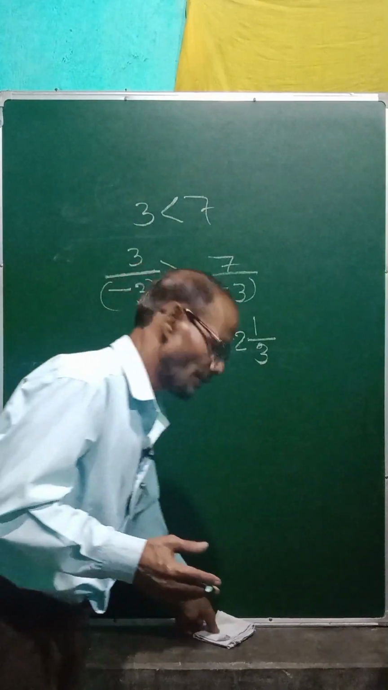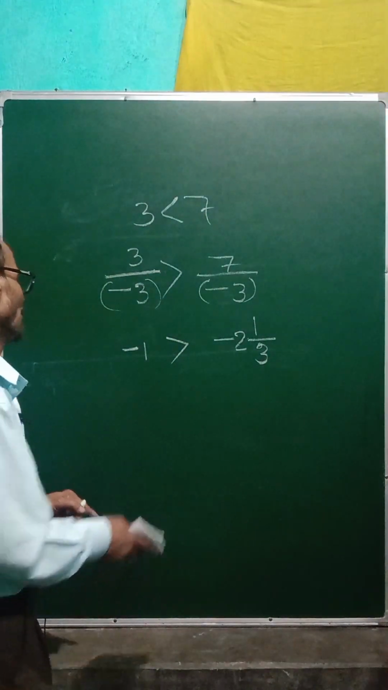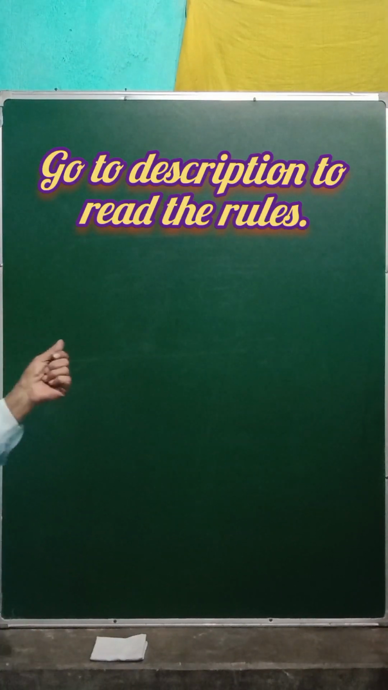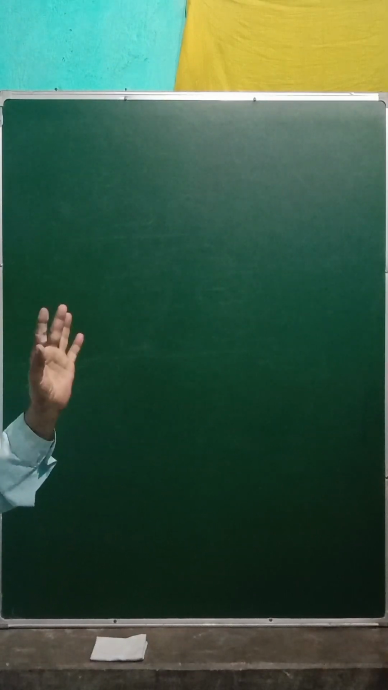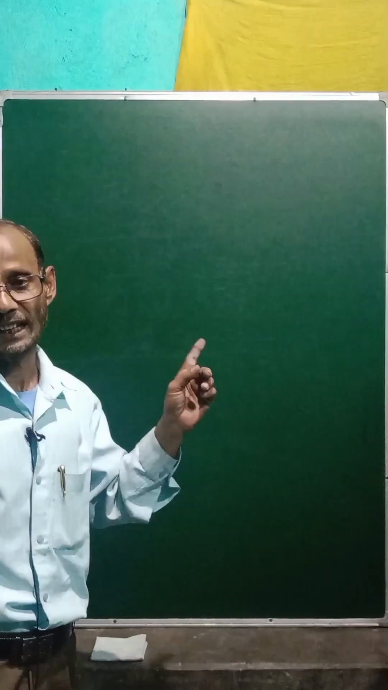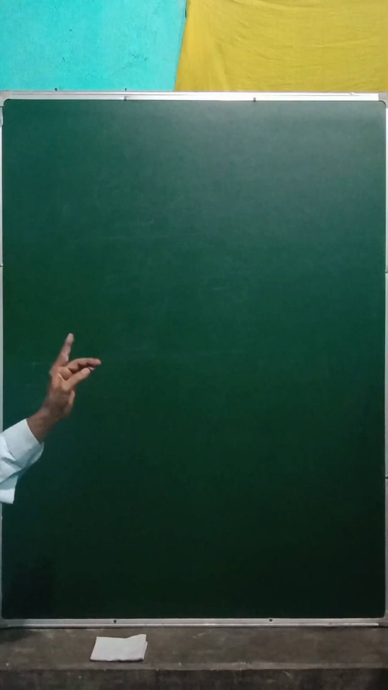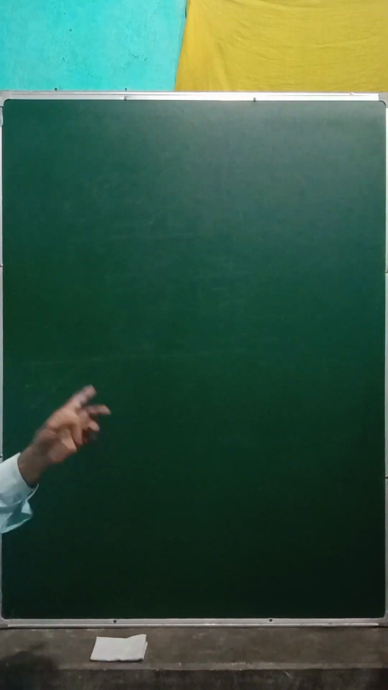Please note down the points to remember while solving such linear inequalities. Rule number 1: when the same number is added to or subtracted from both sides of an inequality, the inequality sign does not change. Rule number 2: when an inequality is multiplied or divided by a non-zero positive number, the inequality sign does not change. But if both sides are multiplied or divided by a negative number, then the inequality sign changes.